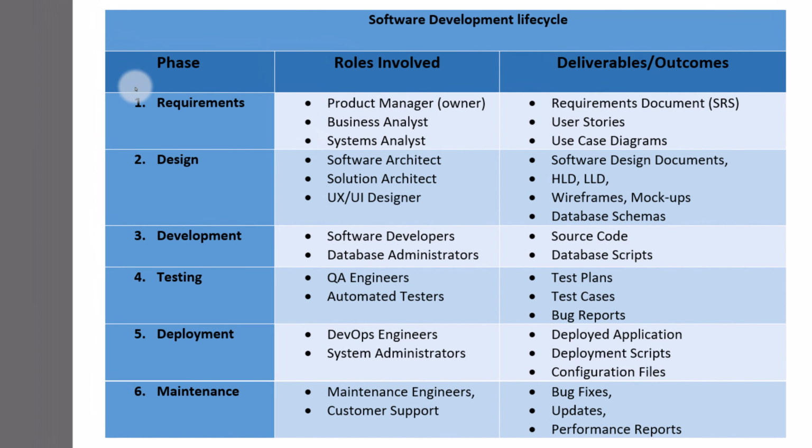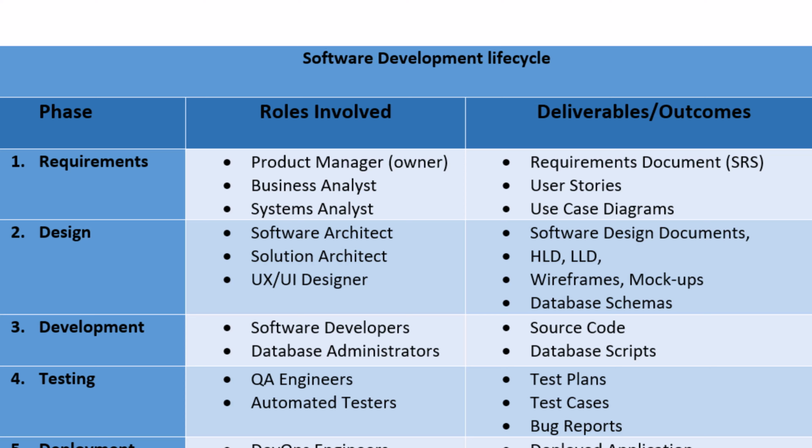First, we have the requirements phase. The key players are the product manager, business analyst, and systems analyst. What we eventually get out of this phase are the requirements document, user stories, and use case diagrams. This phase is important. It defines exactly what the software needs to accomplish.